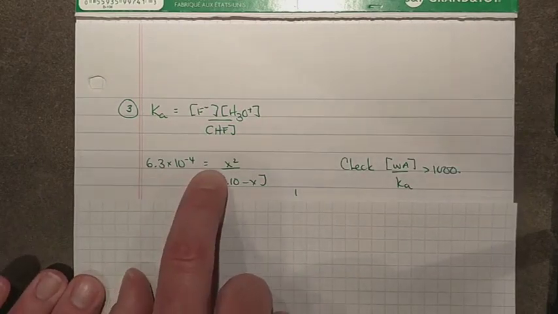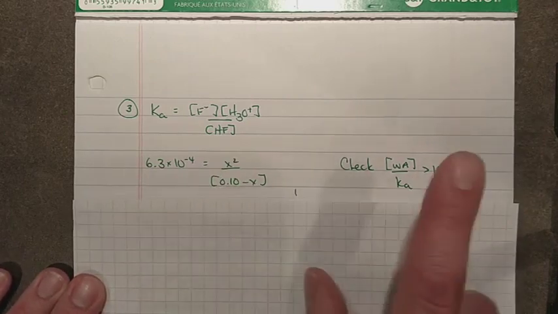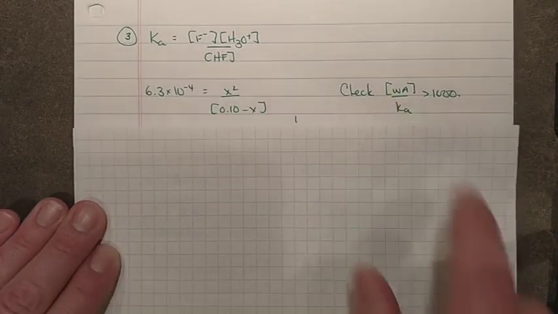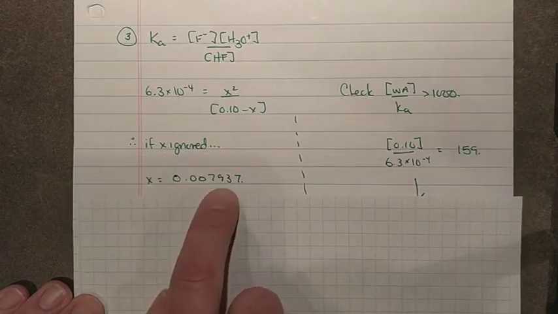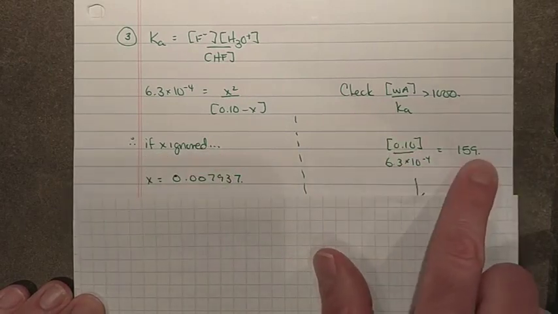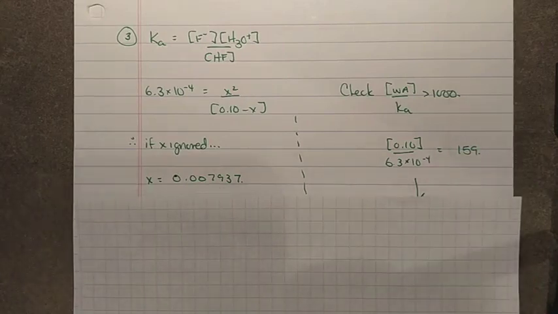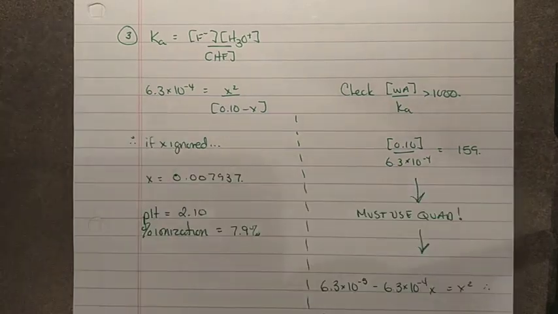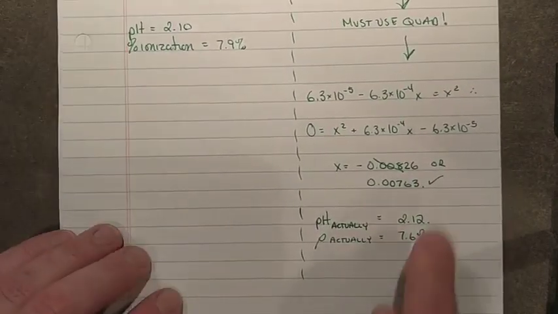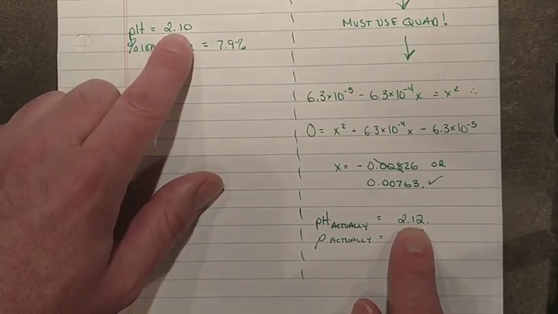6.3 times 10 to the negative 4 is equal to x squared. We now just have that lesser concentration here at 0.1 minus x. We can check to see if it's safe to ignore. And if x is ignored, we get this answer. But when we check the rule, 159 is not greater than 1,000. This means that the amount of ionization is now significant compared to the 0.10 initial concentration. And so this one would require the quadratic to figure out. And we can see that we get a significant difference here in pHs.